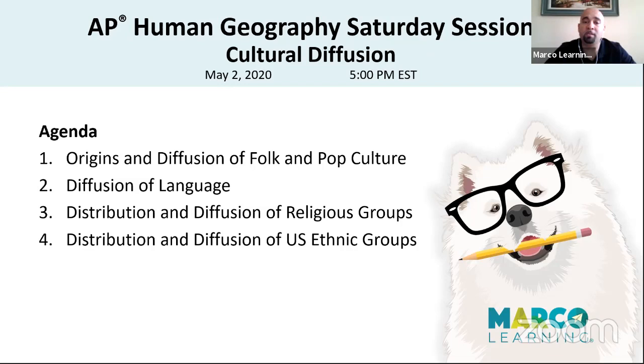cultural processes, all right? So the specific elements we're gonna go over today on the agenda: the origins and diffusion of folk and pop culture, the diffusion of language, and we're gonna be doing some specific things here with both the Indo-European language branch and just the use of English globally. The next is gonna be distribution and diffusion of religious groups. So we also have to see where religions are concentrated. So we're gonna be focusing on that and how over time they have spread. So we're gonna be looking at that both from a global perspective as well as from within the United States. And lastly, distribution and diffusion of US ethnic groups. Where are the different ethnicities that are located within the United States? So that takes care of a lot of the unit three concepts. That takes care of folk pop culture, language, religion, ethnicity.